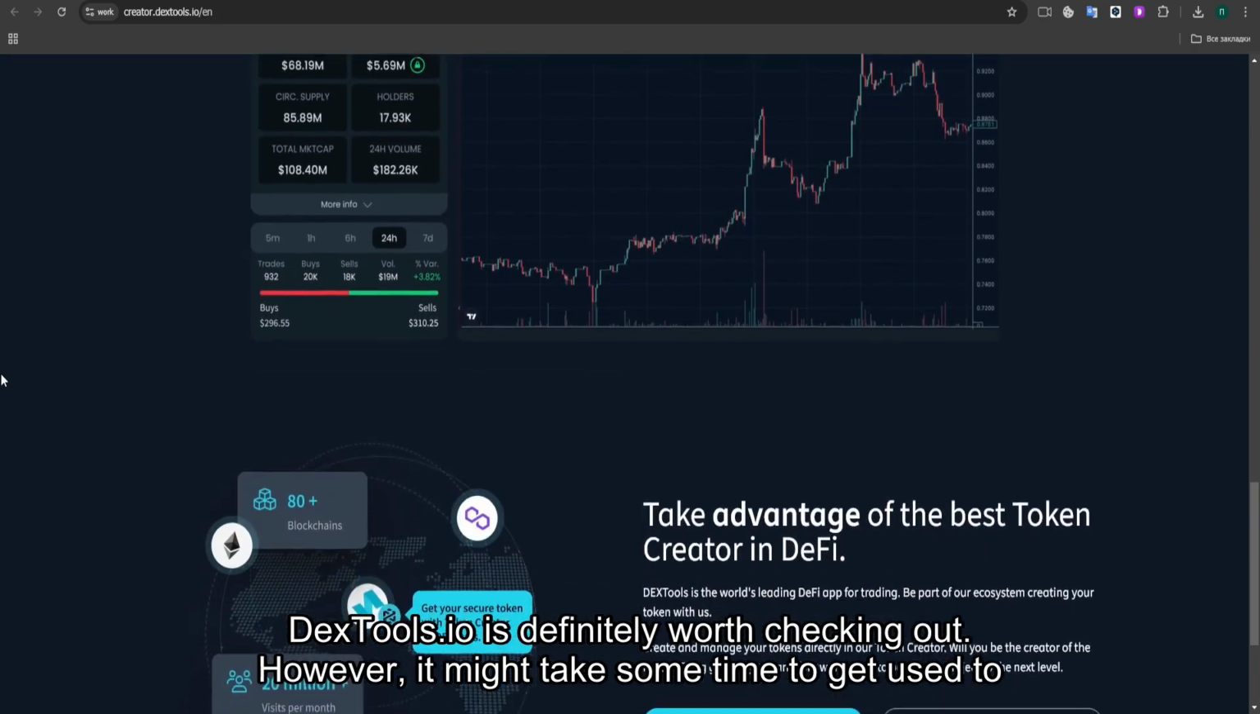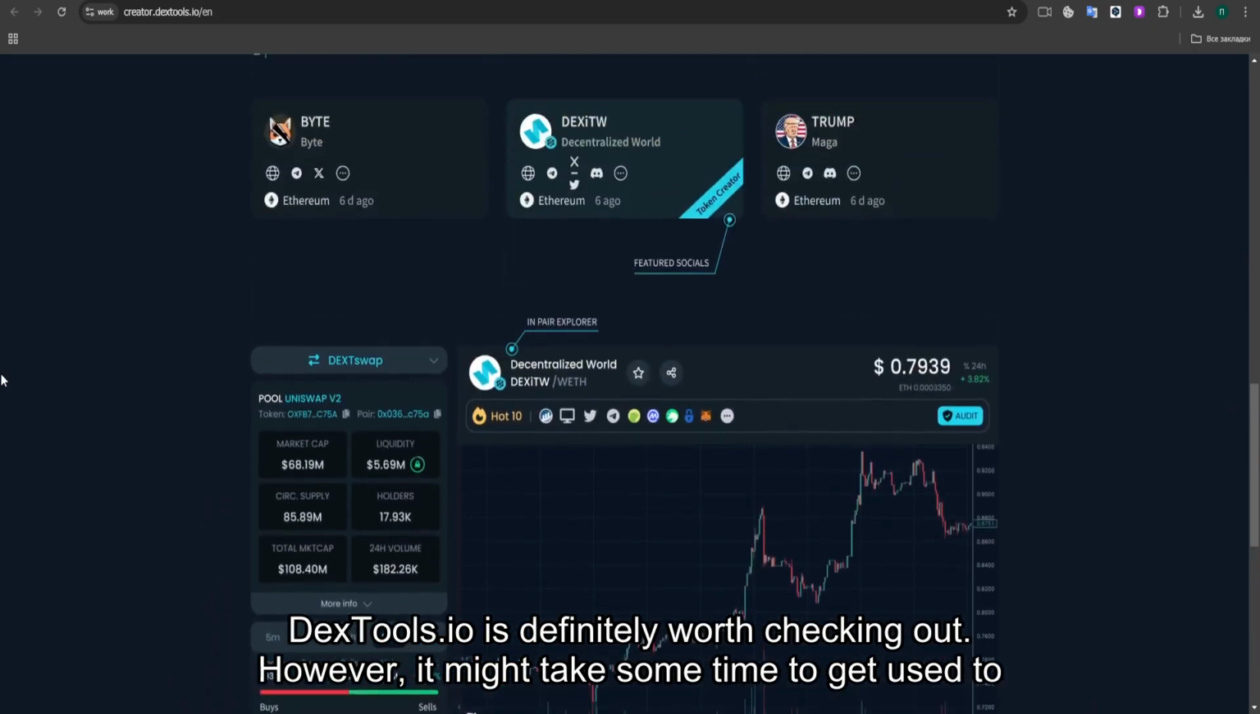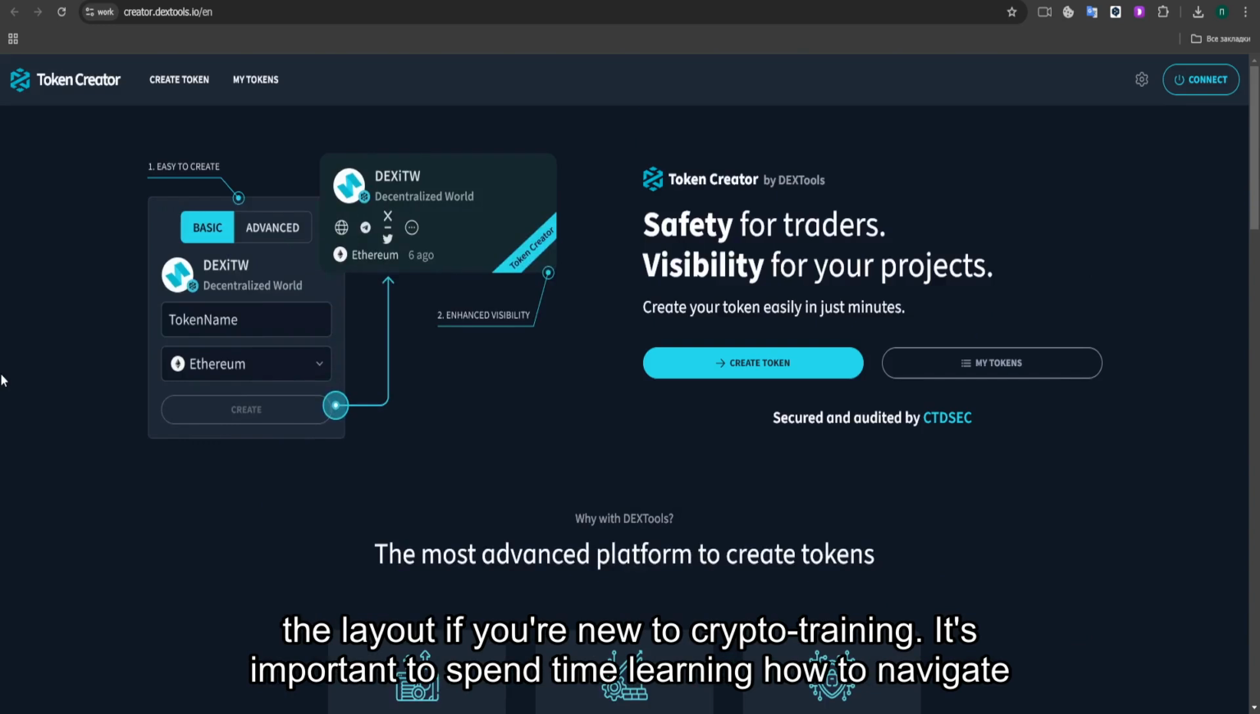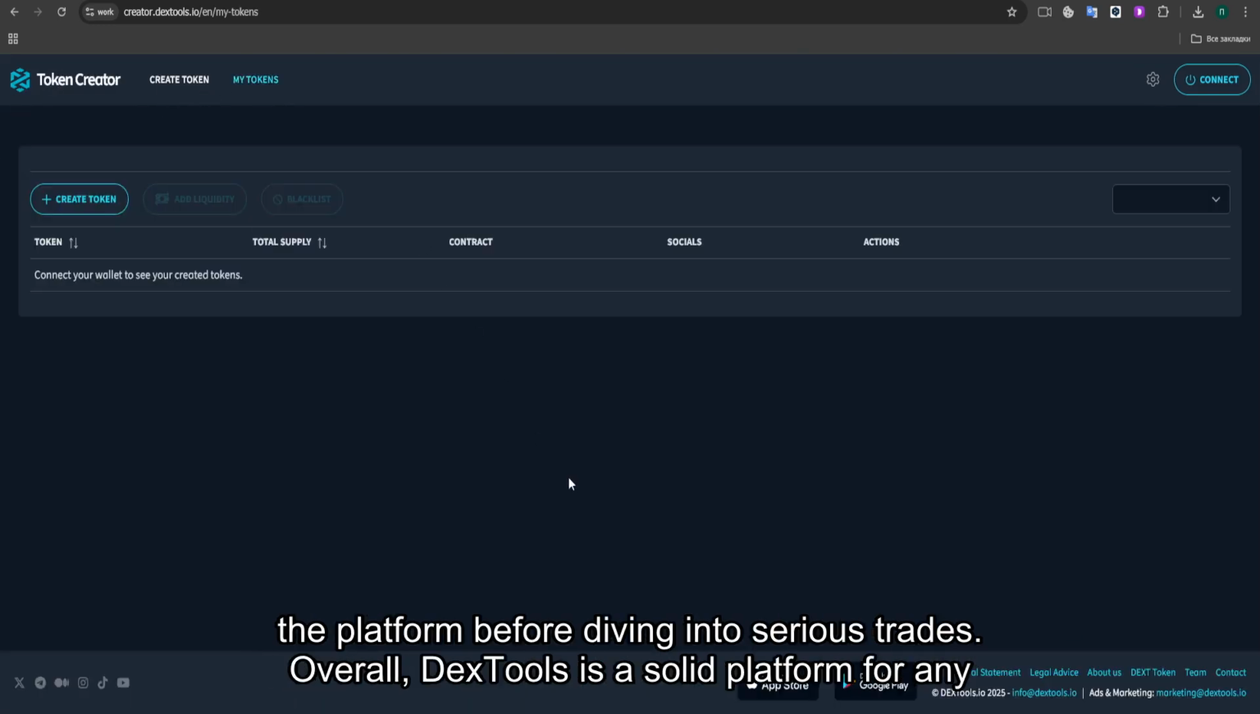If you're someone who values real-time information and easy access to various DeFi exchanges, DexTools.io is definitely worth checking out. However, it might take some time to get used to the layout if you're new to crypto trading. It's important to spend time learning how to navigate the platform before diving into serious trades.